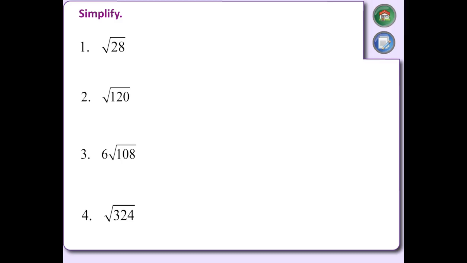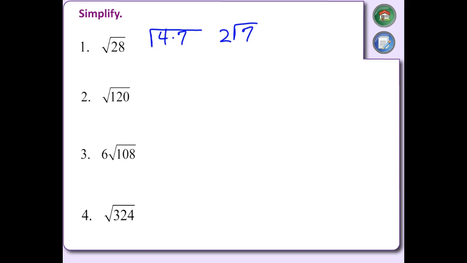Okay, let's look here. On number 1, we've got the square root of 28. Can you think of two numbers, two factors, and one of them is a perfect square? That works. We've got 4 times 7. 4 is my perfect square. The square root of 4 is 2, and then root 7.